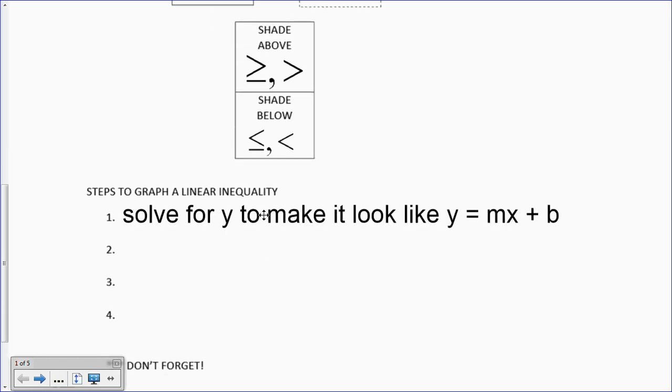So there are steps to graph a linear inequality. First step is to solve for y. So it looks like slope-intercept form, y equals mx plus b. It's not going to have an equal sign because it's an inequality, but it should be like m times the x, slope times the x, plus the y-intercept.